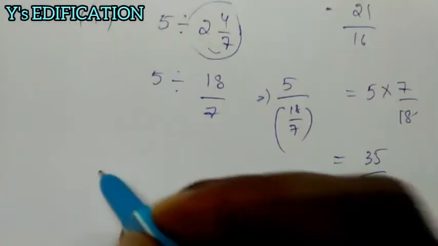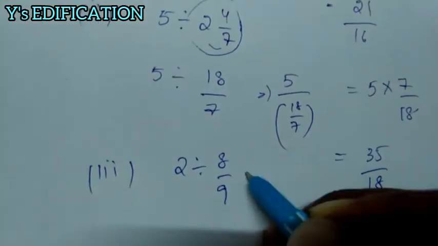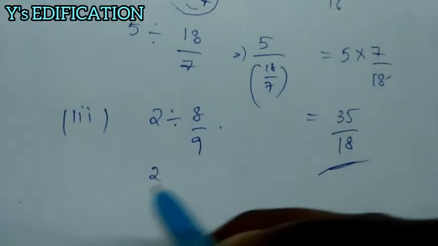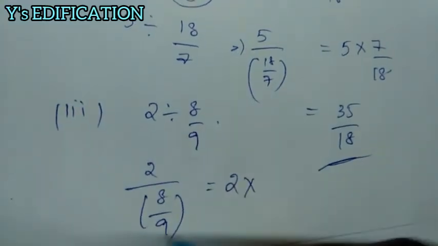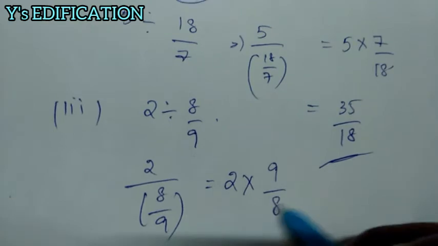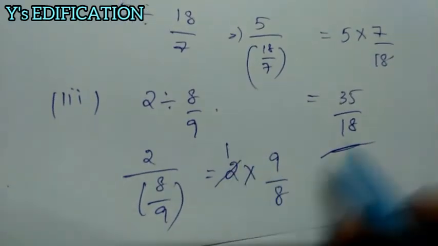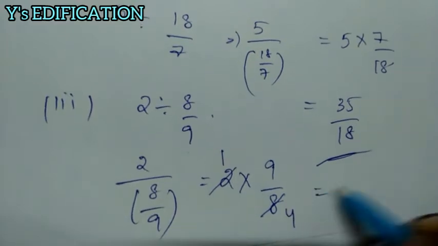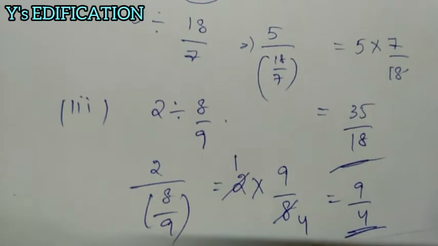Okay. And one more one. 2 divided by 8 by 9. So how will we write this? 2 by 8 by 9. So that means 2 into the reciprocal, 9 by 8. Here I can cancel this 2 and 8. 2 into 1 is 2. 2 into 4 is 8. So the answer is 9 by 4. Okay, in this way we will do the division of fractions.